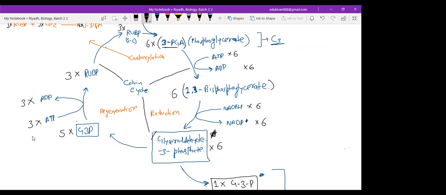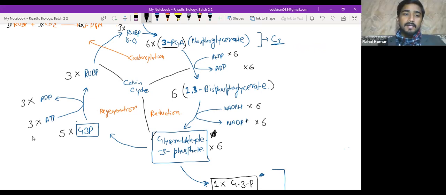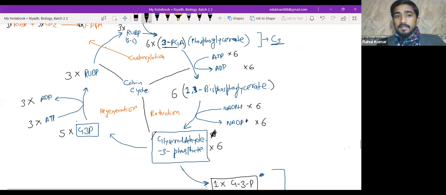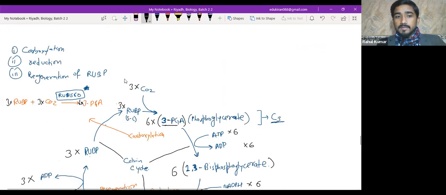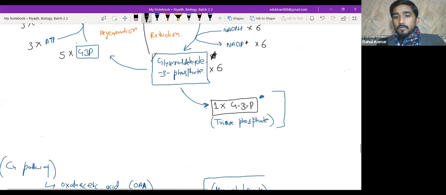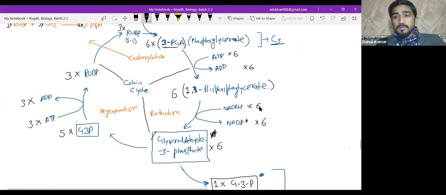So whatever happens in one cycle, you multiply it with 3. Here I have balanced the reactions of this cycle, and it is for 3 cycles itself. So 3 RuBPs taking on 3 CO2, and then what happens? This G3P, glyceraldehyde 3-phosphate, is also called a triose phosphate because it is a 3-carbon molecule, and this further goes on to make glucose or sucrose, starch.